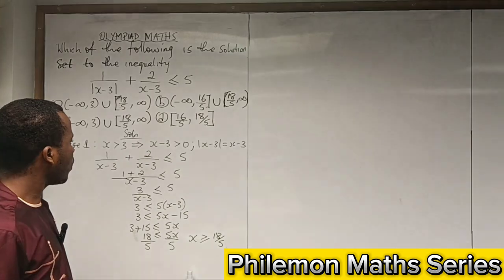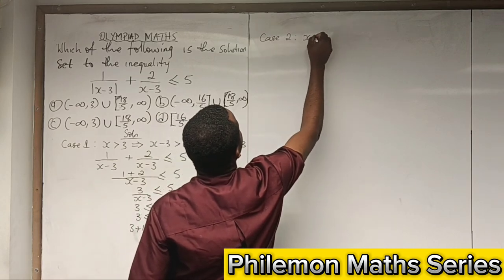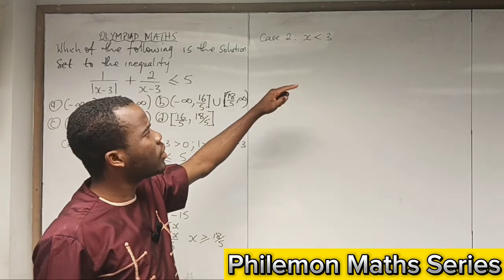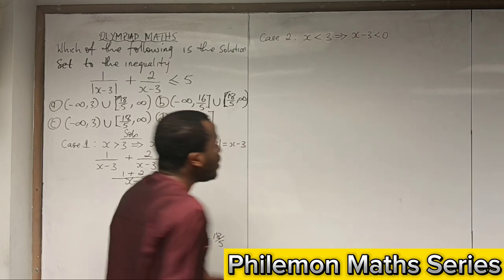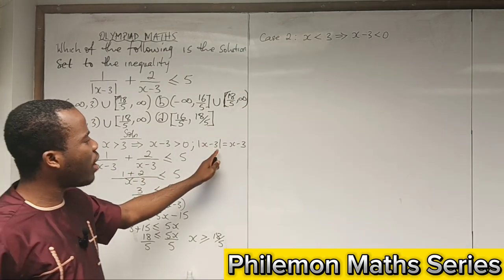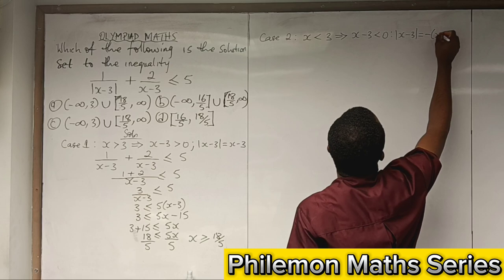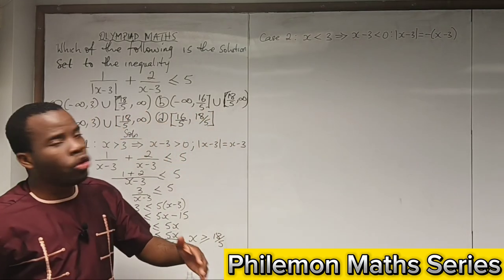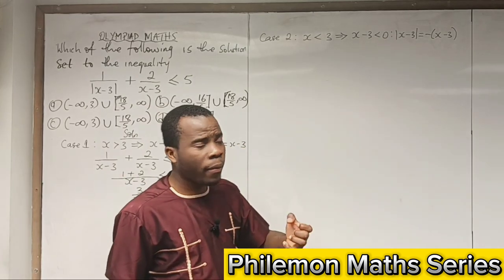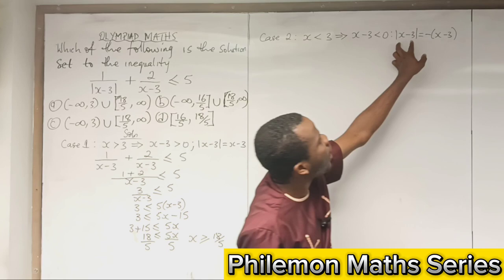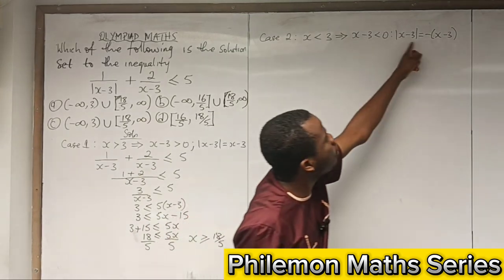Let's now consider the second case, the case where x is less than 3. So case 2, x is less than 3. If x is less than 3, it means x minus 3 is less than 0. And if x minus 3 is less than 0, the absolute value of x minus 3 will be equal to minus (x minus 3). You always know that the absolute value of any number is positive. So if x minus 3 is a negative number, the absolute value will be minus times that negative number, which ends up being positive. So the absolute value of this is minus (x minus 3).